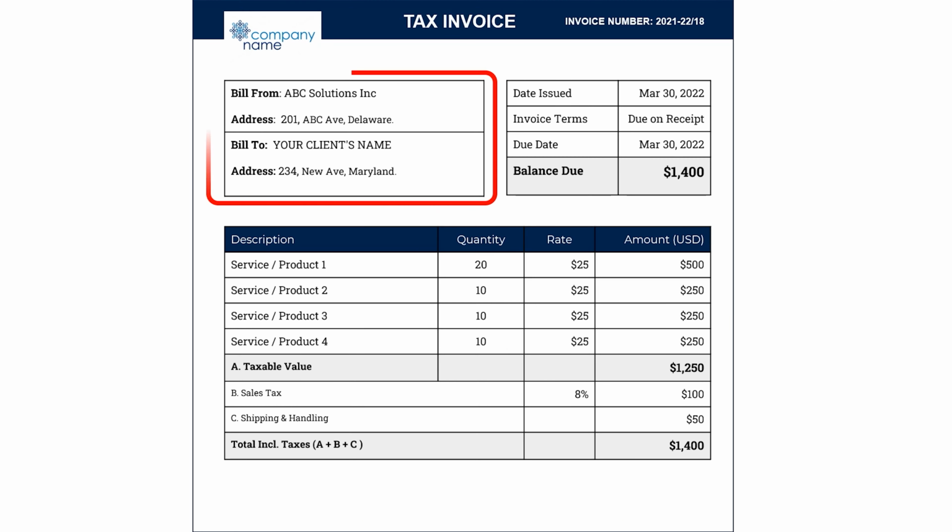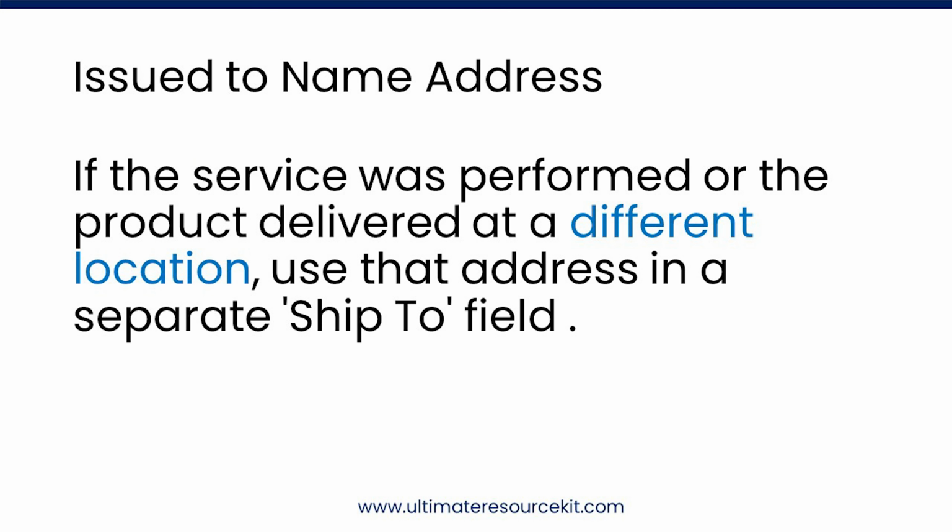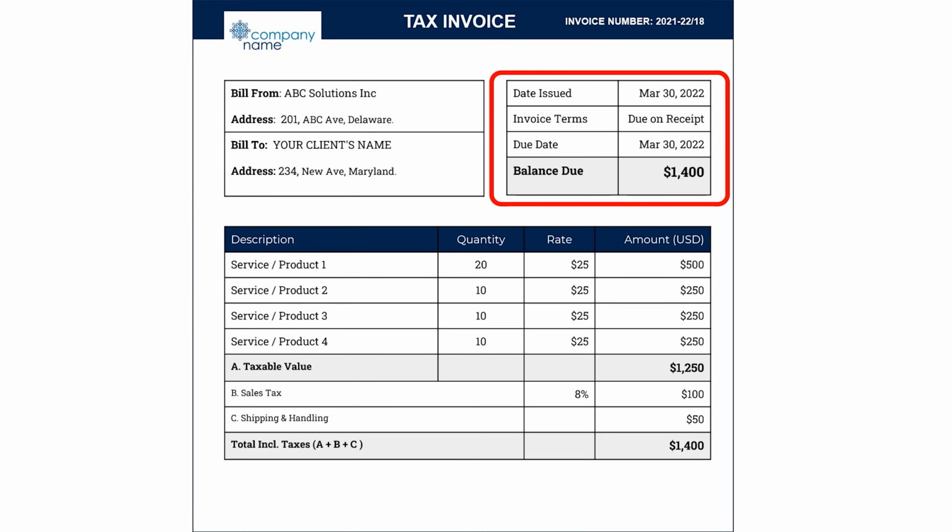The bill from name and address is your business name and address. If you're operating as a sole proprietor, you can use your personal name here. Issued to name and address is who you are billing. If the service was performed or the product delivered at a different location, use that address in a separate ship to field. The date issued is simply the day when you're issuing this invoice.